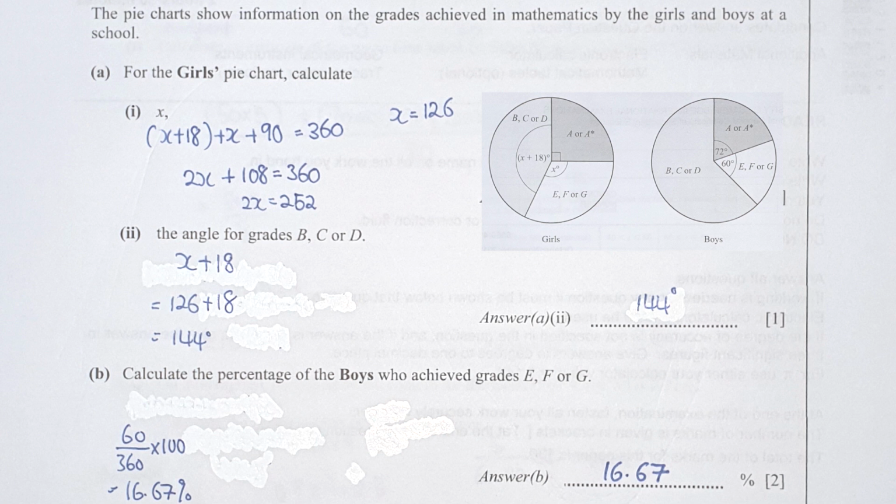Find the angle of B, C, and D. This will be 126 plus 18, which is 144.